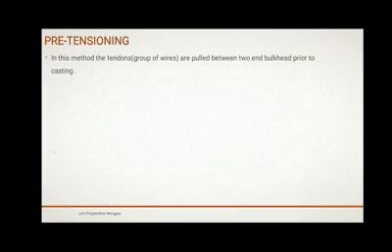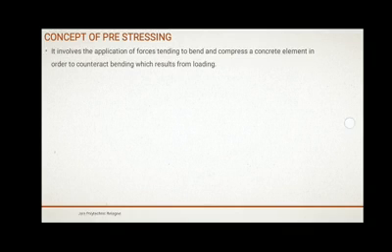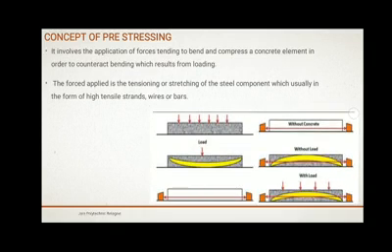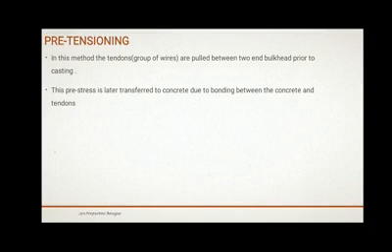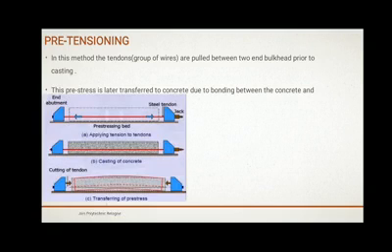Pre-tensioning. In this method the tendons are stretched prior to casting of concrete. This pre-stress is later transferred to concrete due to bonding between concrete and tendons. So in this image you can see at the end two abutments are provided which are fixed with the jack. Red one is the steel tendon.